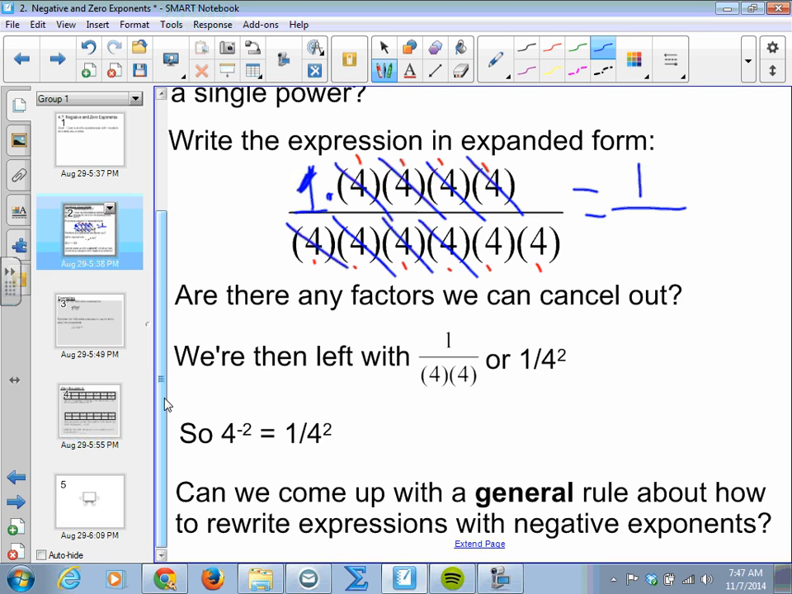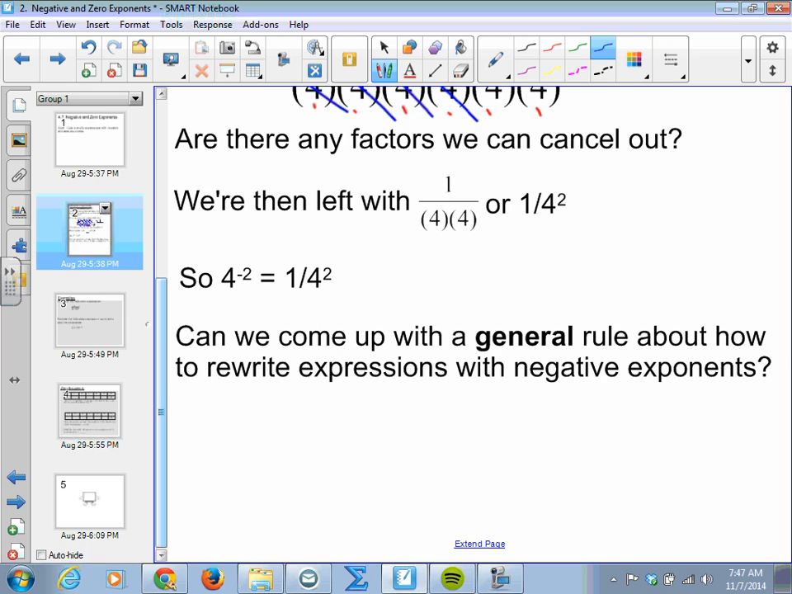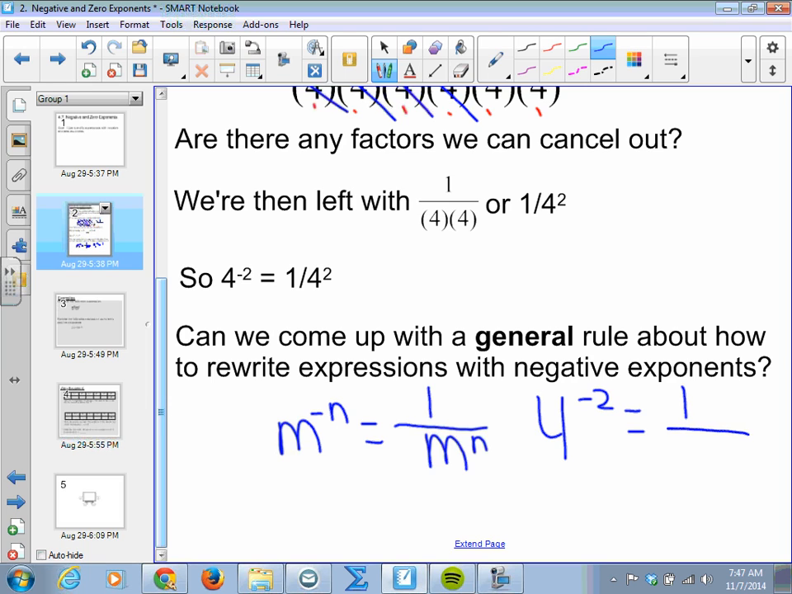So the general rule we can say about this would look like this. If we have a number, we'll call it m, raised to the negative nth power, it equals 1, always 1 on top, over that same base to the positive n power. So for the negative second, put a 1 on top always. That same 4 goes on the bottom. And then negative 2 becomes positive 2. That's the rule. Everything listed above is the reason why we can do it.